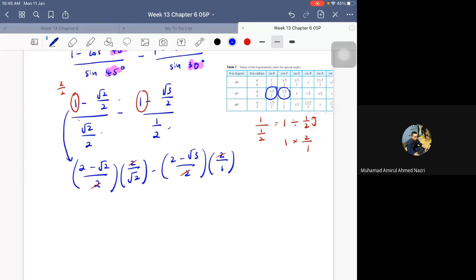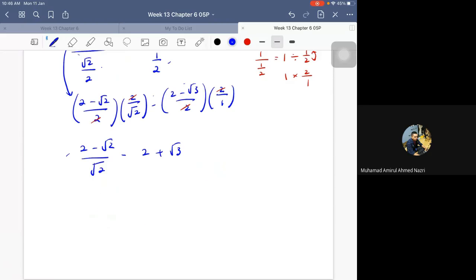So now let's have a look at what we got on the top. So kat atas ni I akan dapat 2 tolak square root 2 per square root 2. So that is my first term. And second term akan dapat 2 tambah, because this is negative and negative, so that is going to be square root 3. So sekarang I only have to deal with this function right here. I'm going to write this as 2 over square root 2. I pecahkan pecahan ni. Then it's going to be square root 2 over square root 2. That is going to be minus 1 minus 2 plus square root 3.